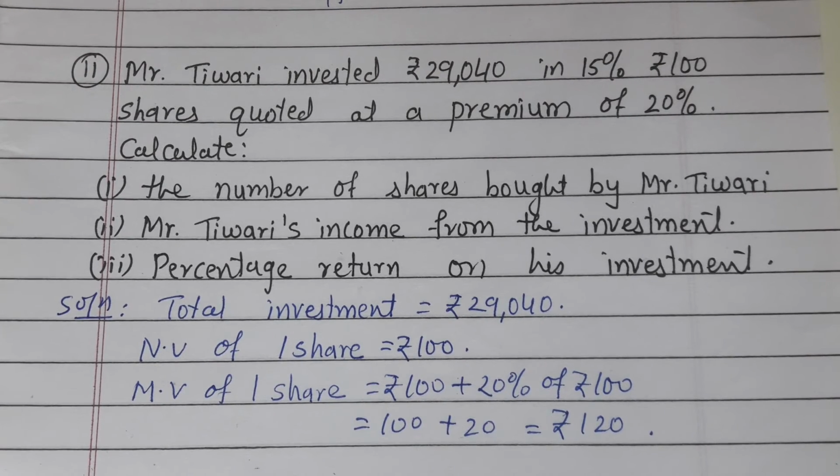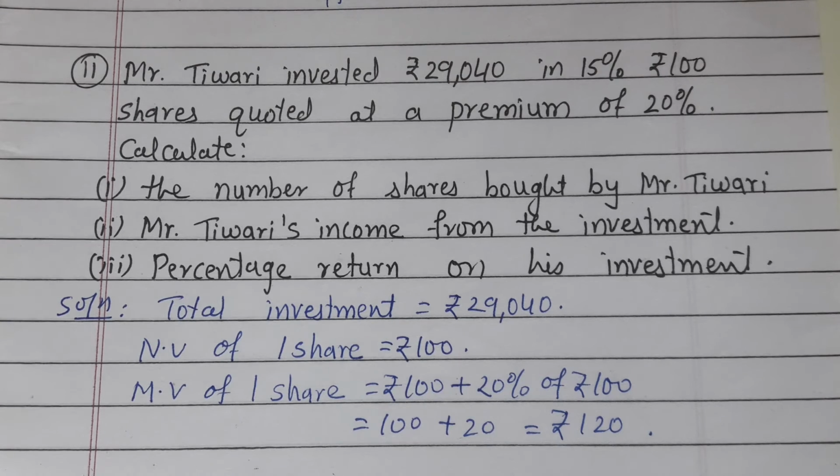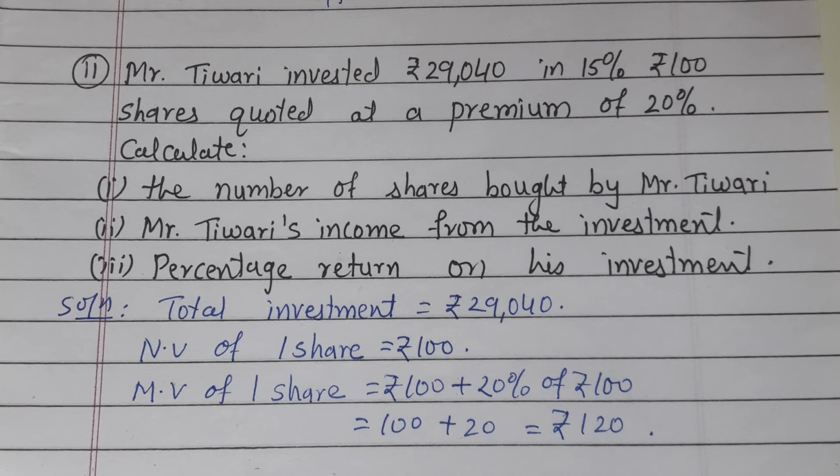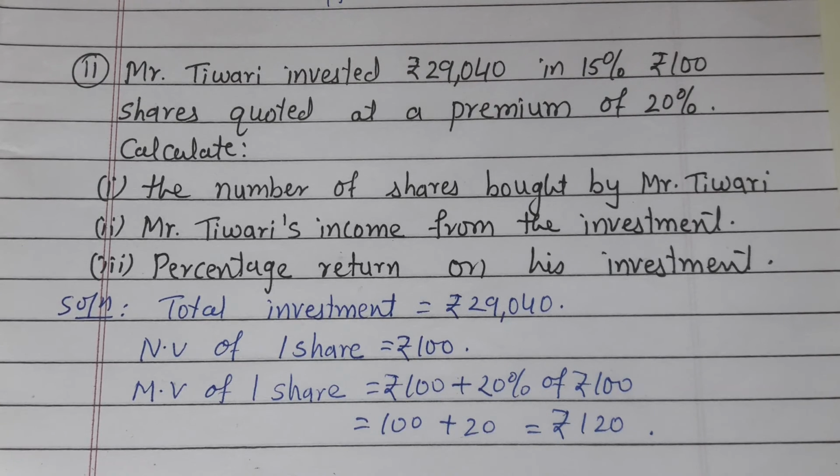Sum number 11. Mr. Tiwari invested rupees 29,040 in 15% rupees 100 shares quoted at a premium of 20%. Calculate first, the number of shares bought by Mr. Tiwari. Second, Mr. Tiwari's income from the investment. Third, percentage return on his investment.